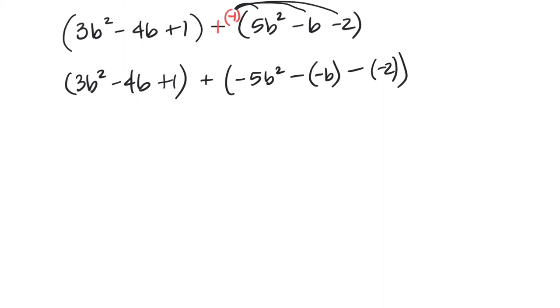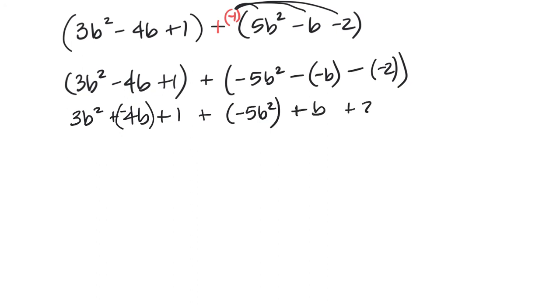Okay, so let's go through and simplify everything. Again, this is now just addition here. I'm just adding these two expressions. So I can actually drop my parentheses. Oh, and I should make this plus negative 4b, and then plus negative 5b squared. This is just, if you're subtracting negative b, that's just plus b. And then subtracting negative 2, that's just plus 2.